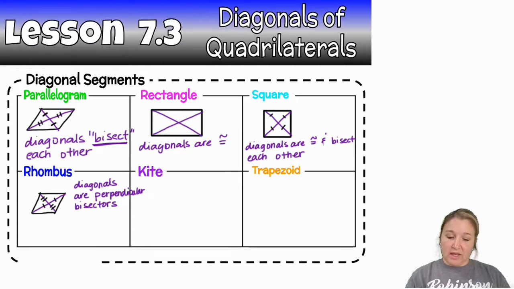So they're going to create a 90-degree angle everywhere. All those are going to be 90-degree angles. Perpendicular, remember, means that they make a 90-degree angle. So they're perpendicular bisectors. And they're going to cut this angle into equal pieces. So this angle gets cut into equal pieces as well. So they are angle bisectors as well.